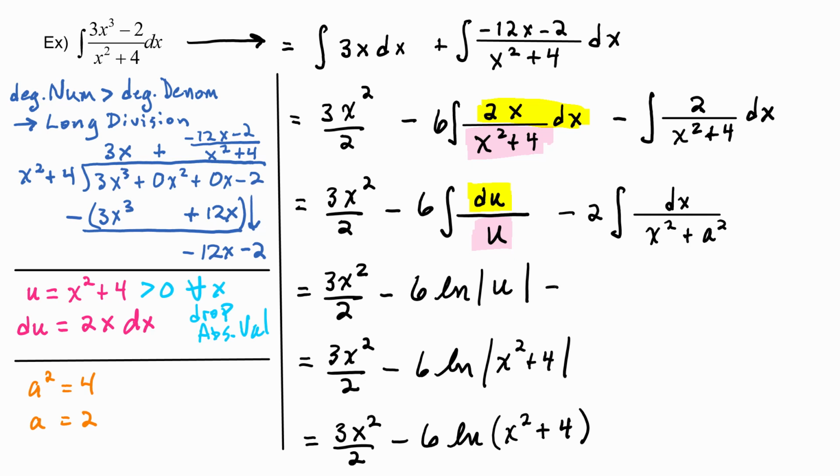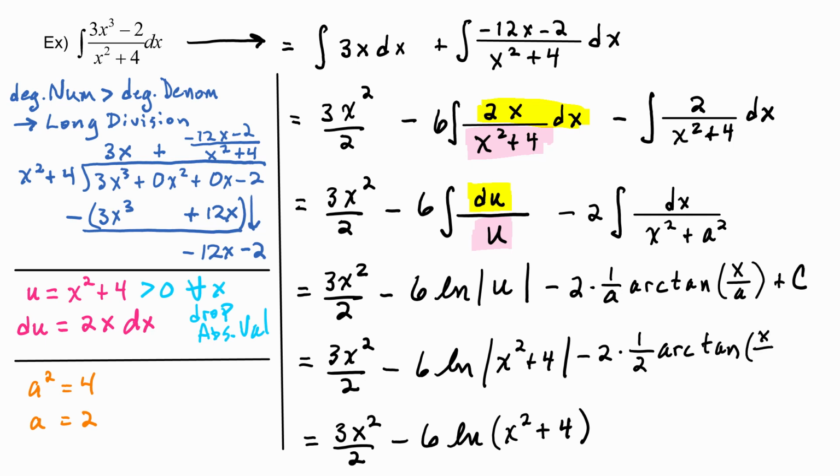Now using the integration form for arctangent, we get minus 2 times 1 over a arctangent of x over a plus c, which is minus 2 times 1 over 2 arctangent of x over 2 plus c, and then finally this simplifies to be minus arctangent of x over 2 plus c. So now all three of these pieces have been integrated to get our result.